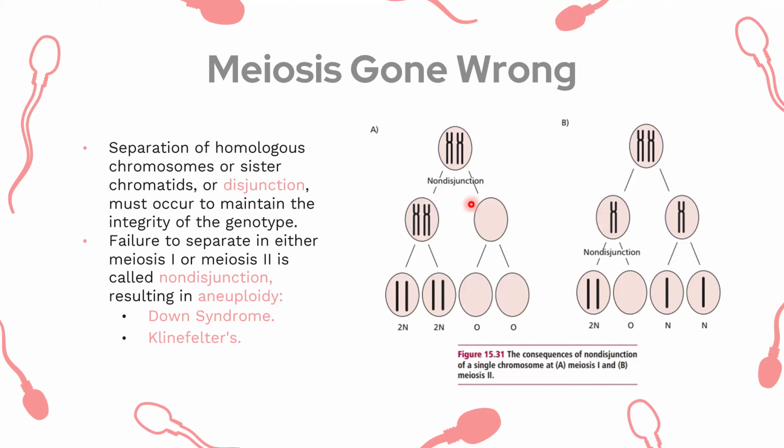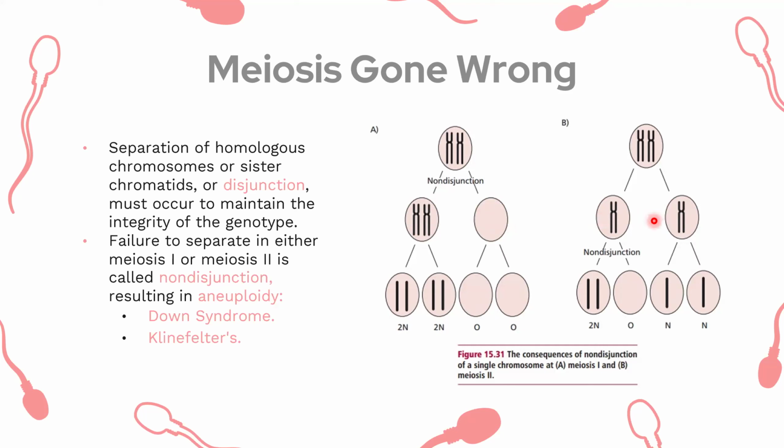So we could have non-disjunction in meiosis 1, where we end up having all the chromosomes in 1. So this is going to be 4N, and this is going to be nothing. And ultimately, you're going to have 2N cells. And here you're also going to have nothing.